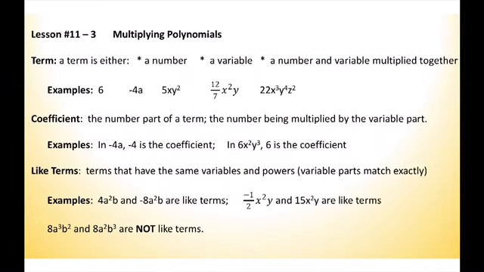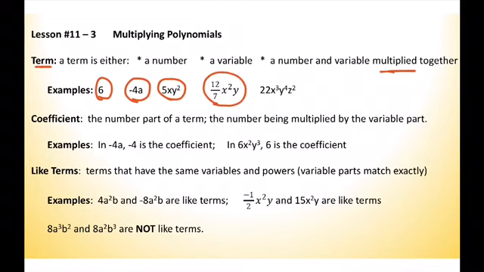Okay, so today's lesson is on multiplying polynomials, and so we have some vocabulary words that we need to learn about. So the first one is term. We learned this before earlier this year. It's either a number or a variable, or a number and a variable multiplied together. So example, 6. That's a number. Negative 4a, that's a number and a variable multiplied together. 5 times xy to the second power, that's a number and a variable multiplied together. Same thing there, same thing there.